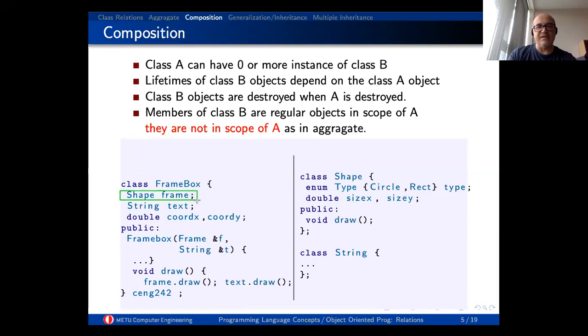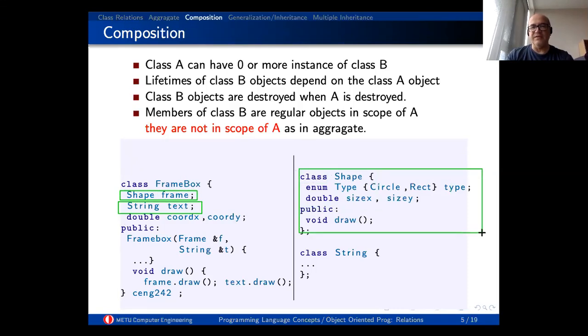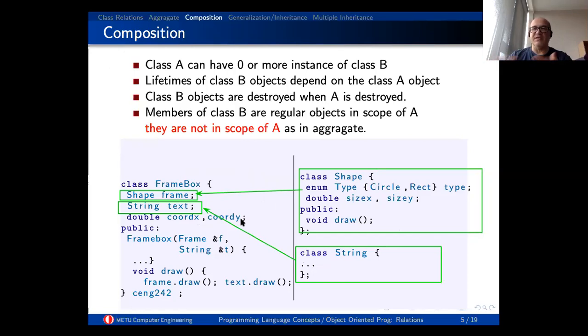So for example, a frame box has a frame and a text. That means frame box contains a frame and a text. A shape is either circle or rectangle, so it is included by the frame box. And within the frame, we have the text, so that we have a relation of containment. And that means the size of a frame box is size of shape plus size of string plus size of double. It is like a C structure, a nested C structure. But in object-oriented terms, it is a composite relation.